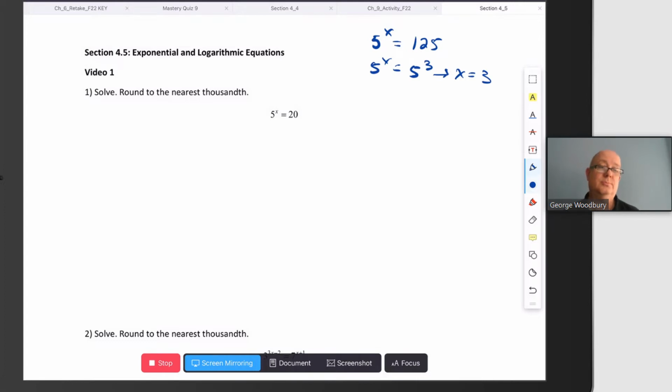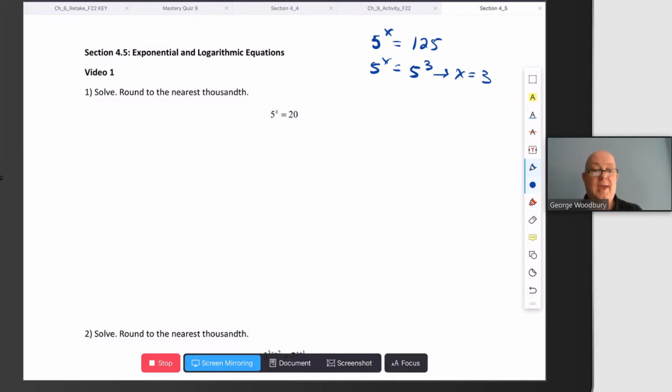Also, another strategy we used was to try to change the base on both sides to be the same, but 5 is prime and that can't be broken down anymore, and 20 cannot be expressed as a single base to a power. It's 2 times 2 times 5. It has different prime factors.